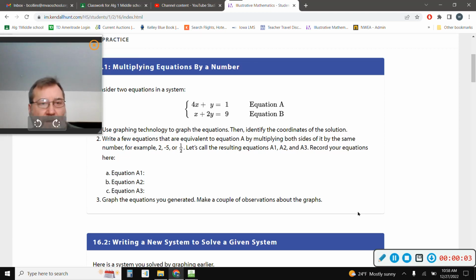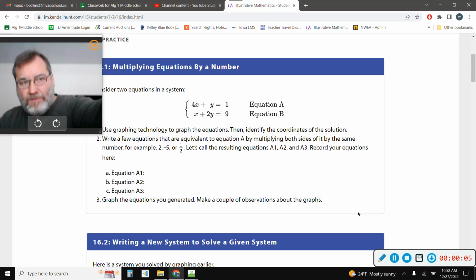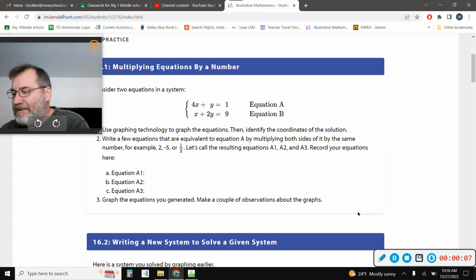Hello students, here we are back in Unit 2. Today we're going to be starting lesson number 16. So see, lesson 16, solving systems by elimination, and this is the third part of this.